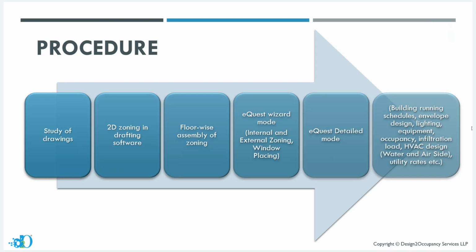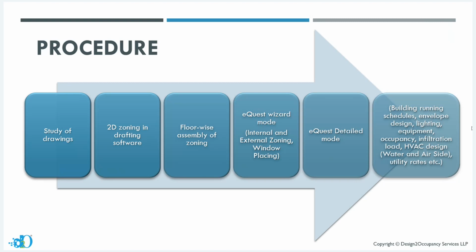Then we make the assembly of the building. Assembly is basically work done in AutoCAD in which we just overlap all the floors so that we can input the file in the software and make the 3D structure. So this is the assembly part which we normally do in AutoCAD. Then we have the eQuest wizard mode in which we can make the structure, give the height, internal and external zoning, window placing. All these things we normally do in the eQuest wizard mode.